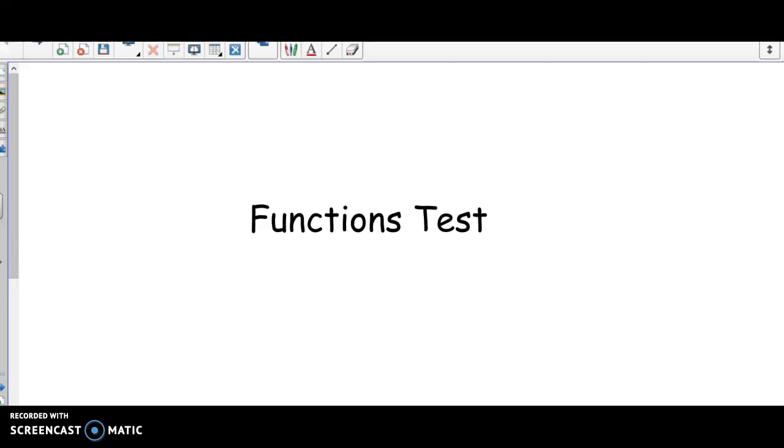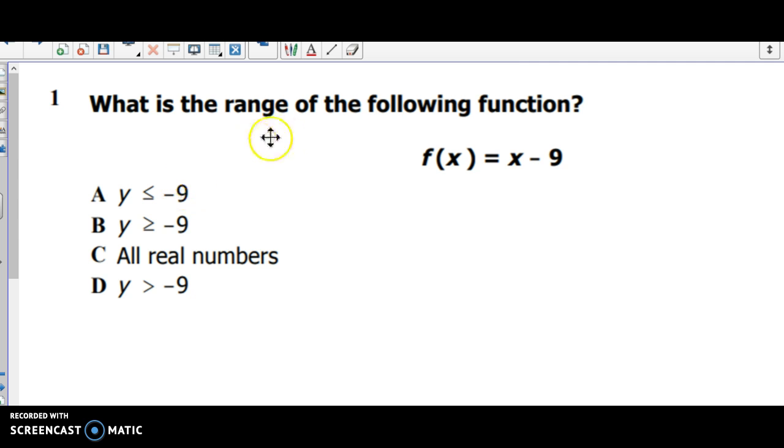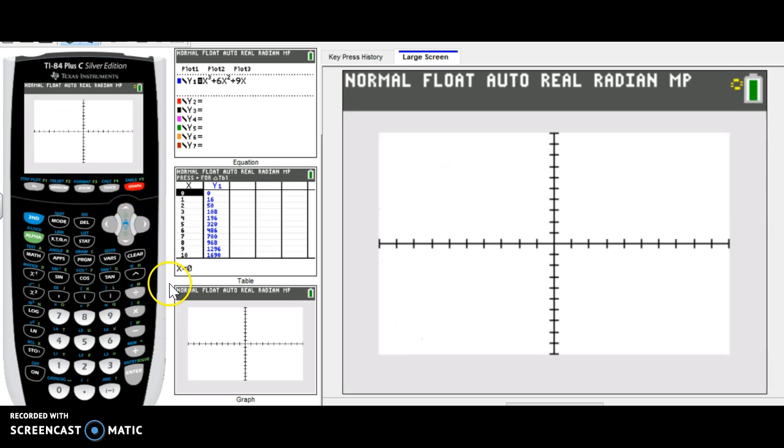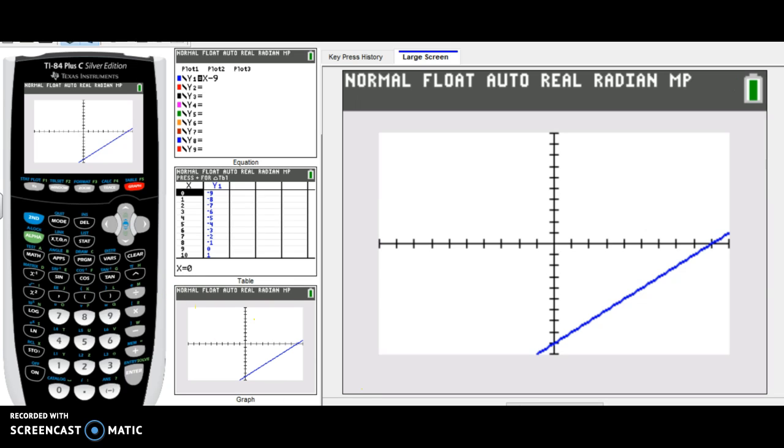This is review for your functions test or function quiz. What is the range of the following function? We need to put that into our calculator. So we go to y equals x minus 9, and we graph it. We see what the graph looks like. It's a straight line.